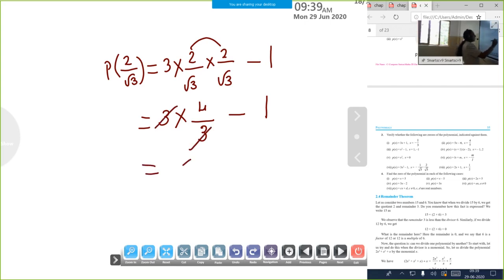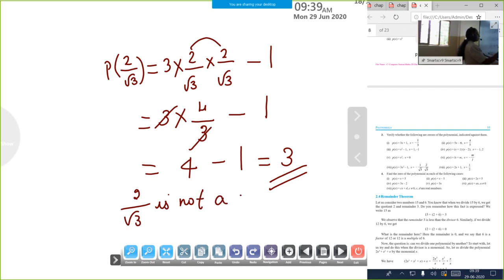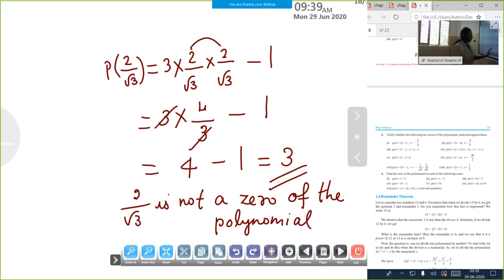Again, we can cancel these two 3's. The rest of the number is 4 minus 1. What is 4 minus 1? 3. Here the value is not 0. We got the value 3. So what can we write? 2 by root 3 is not a 0 of the polynomial. Okay. If we got the value 0 here, we can write it is a 0 of the polynomial. Here the value is 3. So 2 by root 3 is not a 0 of the polynomial.